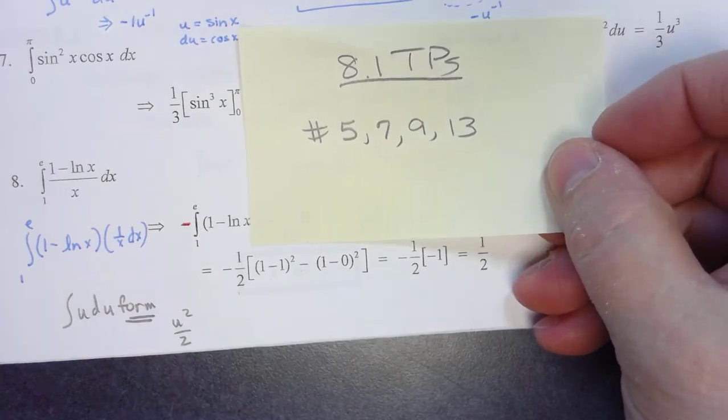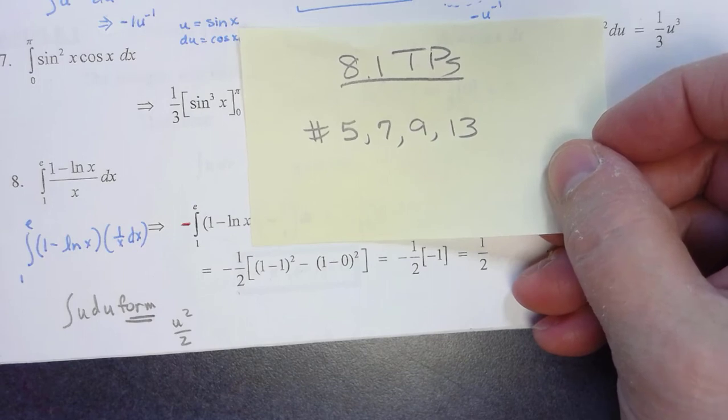So your 8.1 TPs are numbers 5, 7, 9, and 13. See you next time.